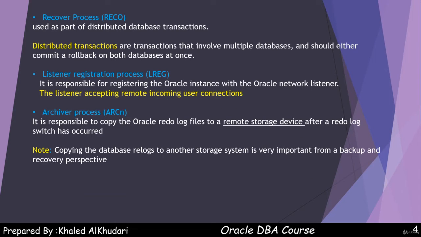Very nice. We have a process called the recovery process, RECO, and it's used as a part of distributed database transactions. What is the meaning of distributed transaction? Actually, distributed transactions are transactions that involve multiple databases. So it's very simple. I have two databases, for example. When I want to commit, the commit should happen on the two databases together. If I do a rollback, the rollback should happen on the two databases together. That's it. So this process helps in this.